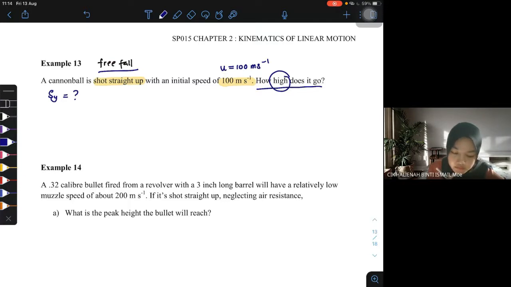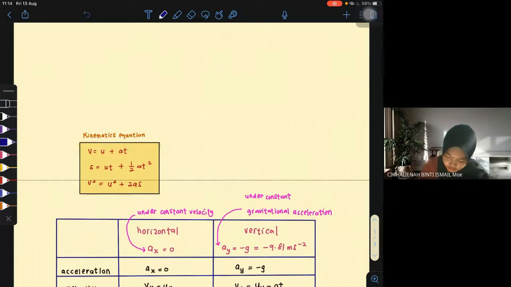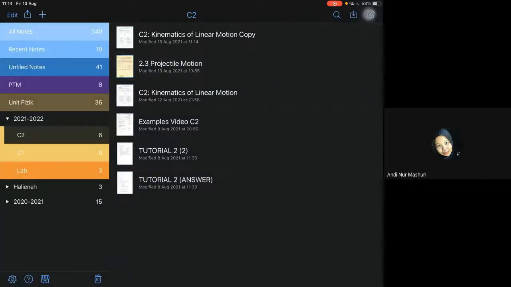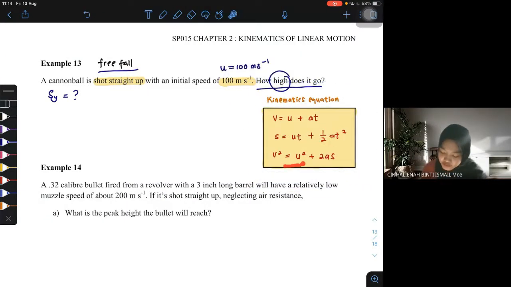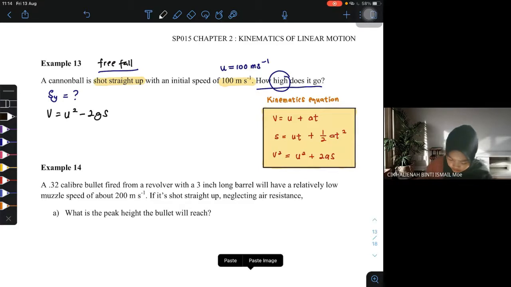Which formula? The third formula. This one? You mean the V square is equal to U square plus 2AS? Yes, miss. Sudah senang kita mau rujuk. Okay, so V square is equal to U square, so this one kamu kena ubah negative 2GS. And then V square. Okay, so now what is the value for V square here?